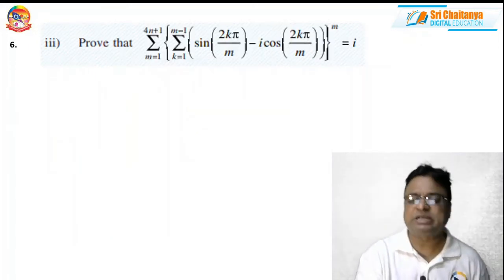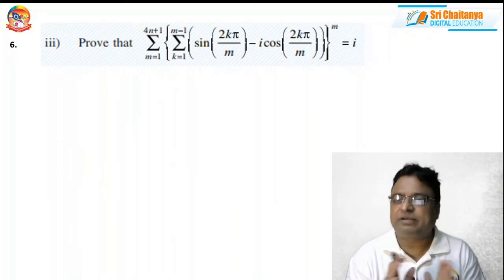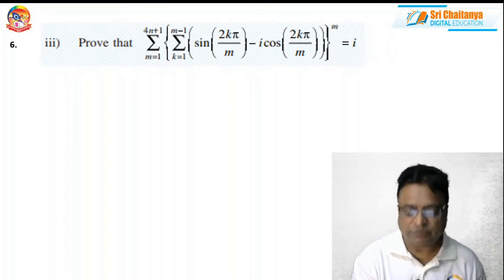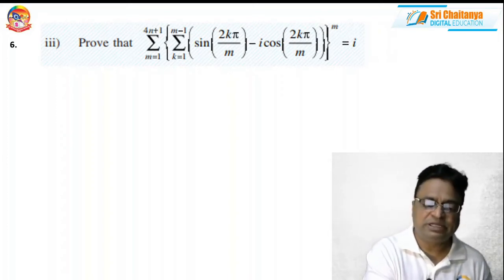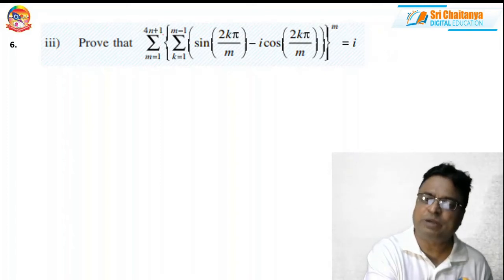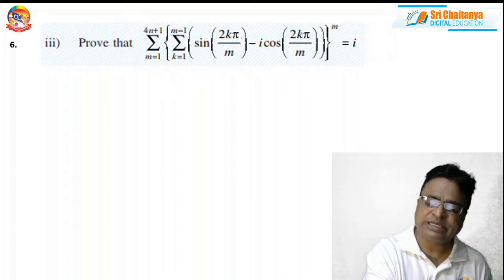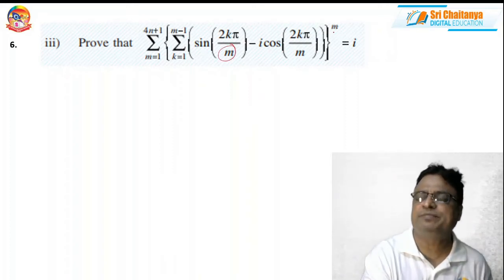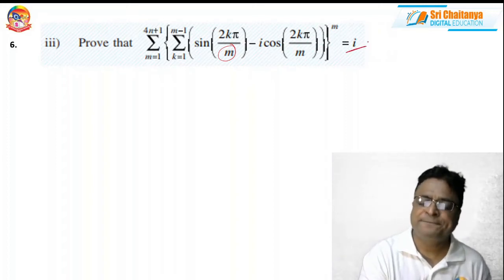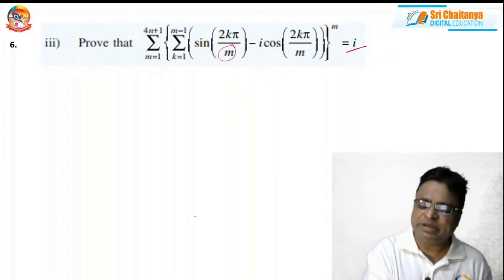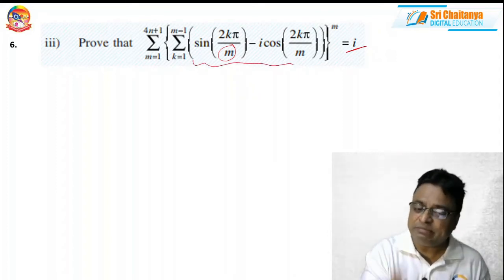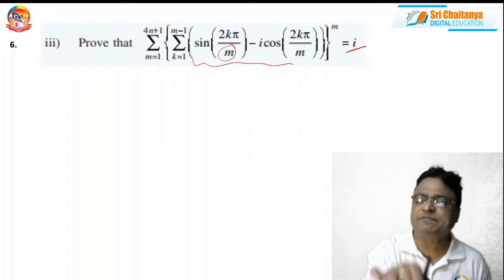Here a double sigma is there. So don't panic with these notations and all. First try to understand the structure given. Sigma m equal to 1 to 4n plus 1 into sigma k equal to 1 to m minus 1 of sin 2k pi by m minus i cos 2k pi by m, whole power m. That we need to show is i. Again, the summation given in the bracket is not in our standard format. Moreover, 2k pi by m is given, so it is nothing but the mth roots of unity.